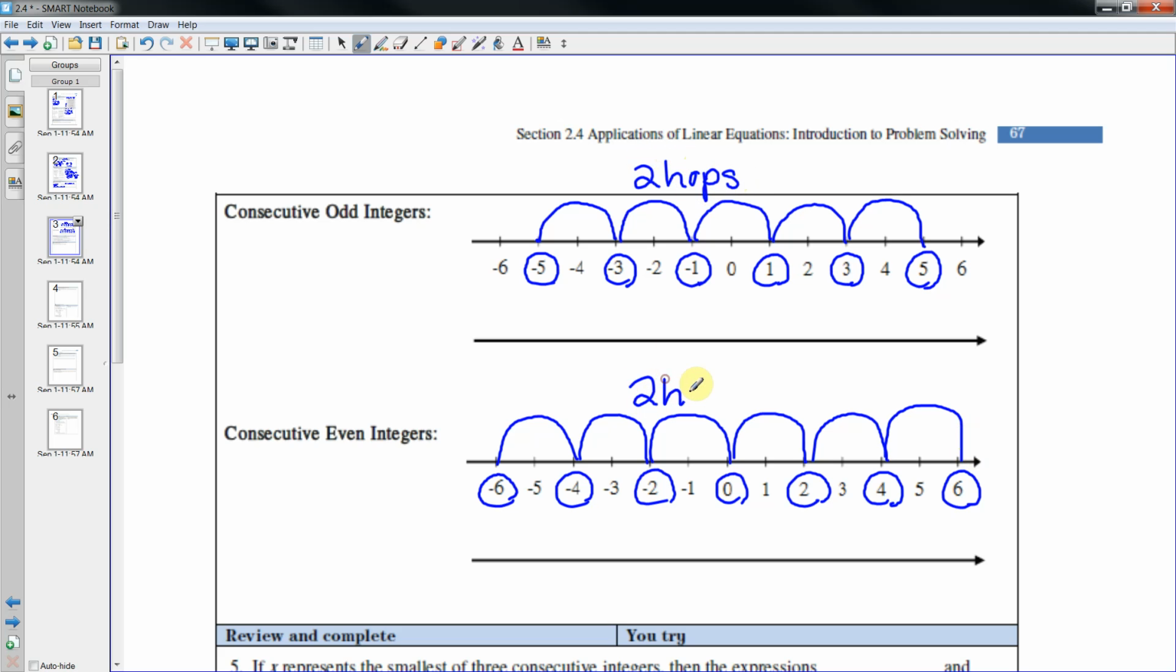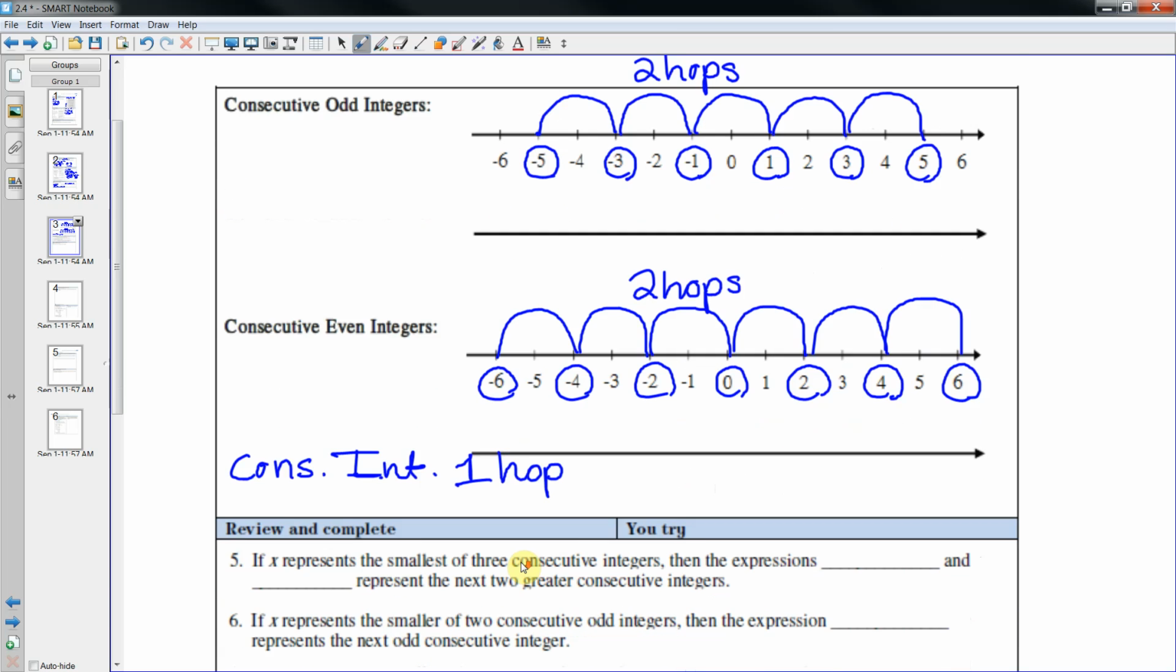These are also 2 hops. The consecutive integers, not even or odd, I'm going to write this on this page. They were all 1 hop away. Okay, back on that other page, they were 1 hop away.